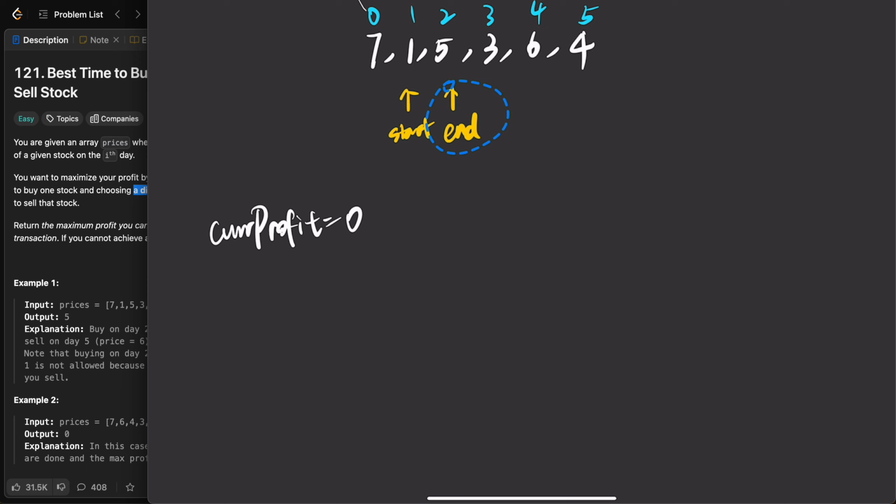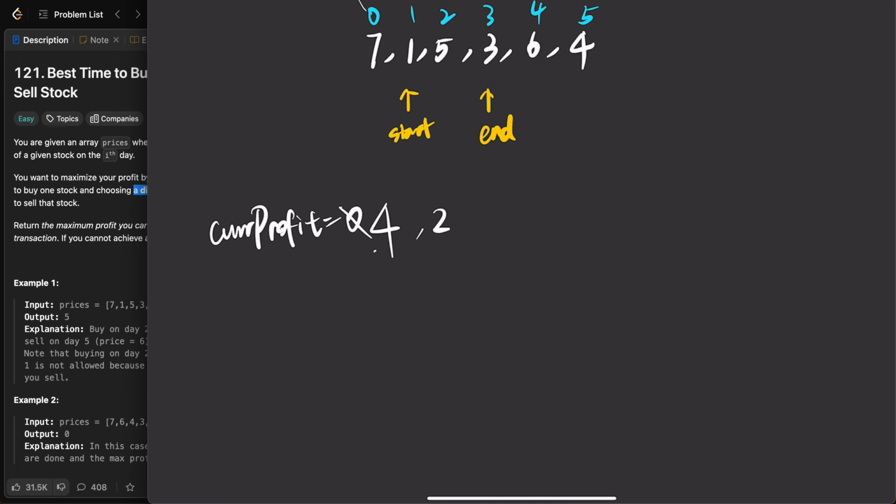And we can find that if we buy on the second day, then on the third day we can start to earn something. Like we can earn 4. So now the current profit is 4. And when we move to the next one, 3 minus 1, the current profit is 2.